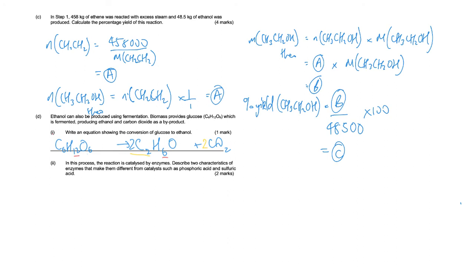Ta-da, done. All right. In this process, the reaction is catalyzed by enzymes. Describe 2 characteristics of enzymes that make them different from catalysts, such as phosphoric acids and sulfuric acids. Okay, so number 1, it's biological, and they're made out of proteins.